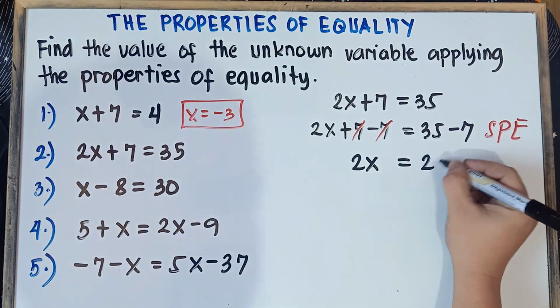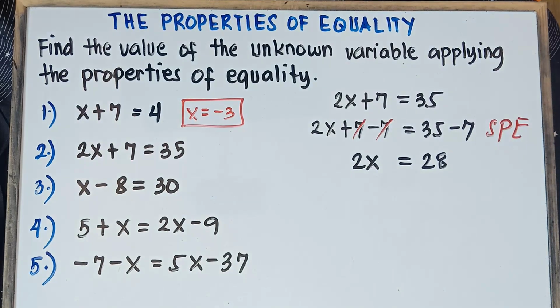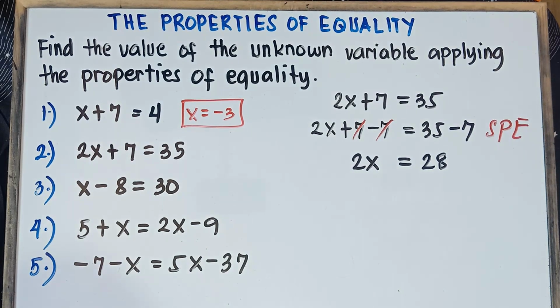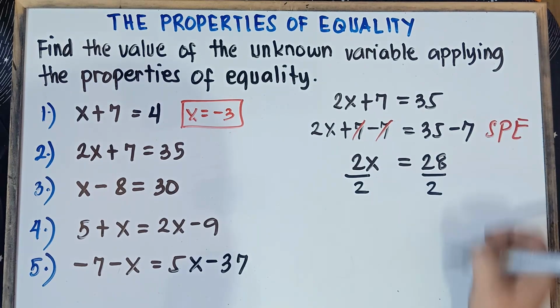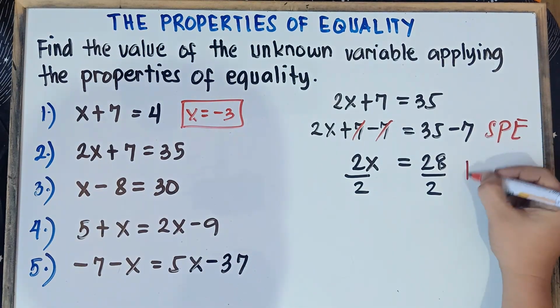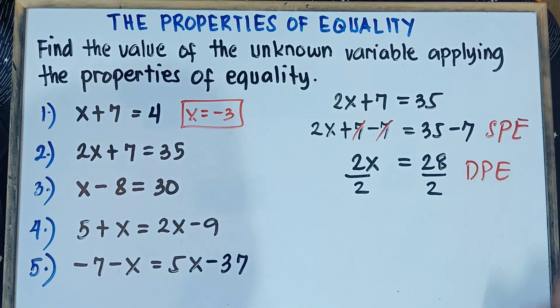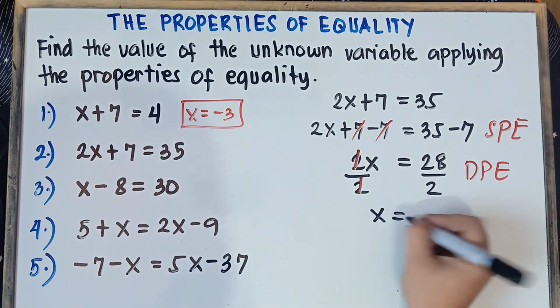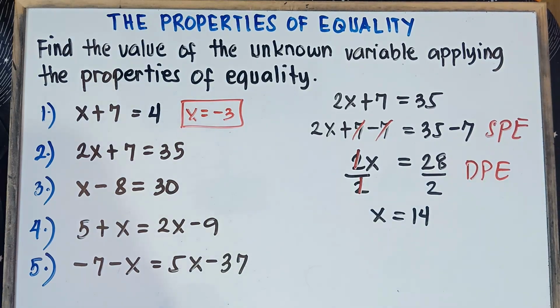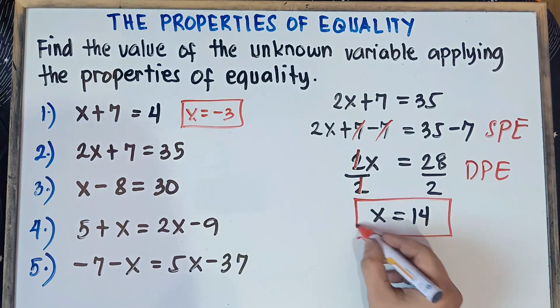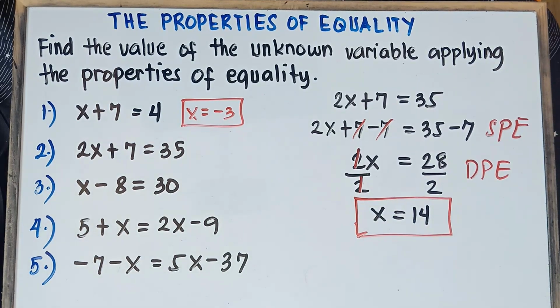That would be 28. Alright, and then to get the value of x, we can apply the division property of equality. We can divide both sides by 2. And this is what we call the division property of equality. Dividing both sides by 2, we can just simply cancel this out, and the value of x equals 28 divided by 2, that would be 14. That's the answer with regards to example number 2.